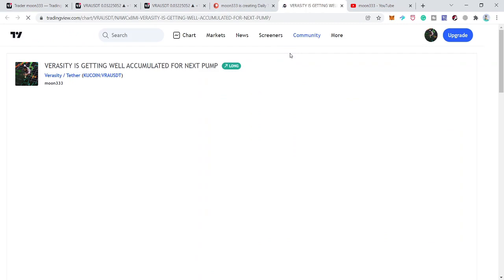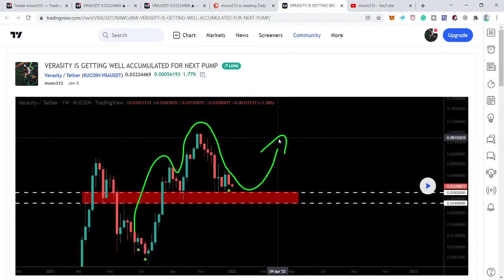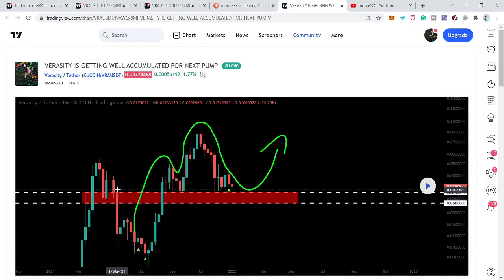This was the chart that I shared on 2nd of January for my members at the Patreon. And I'll also share this move with you as well. I was telling you that after testing this key support, we can expect a powerful reversal from here. And this key support zone starts from 2.9 cents and goes to 2.4 cents.